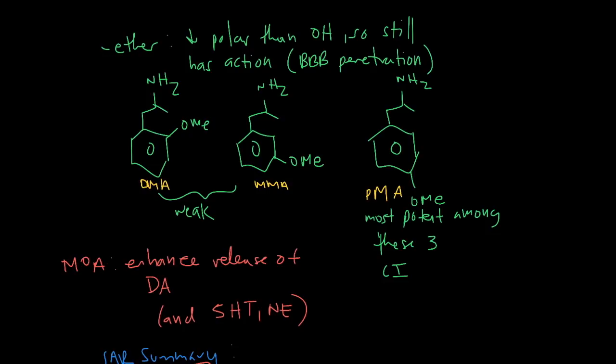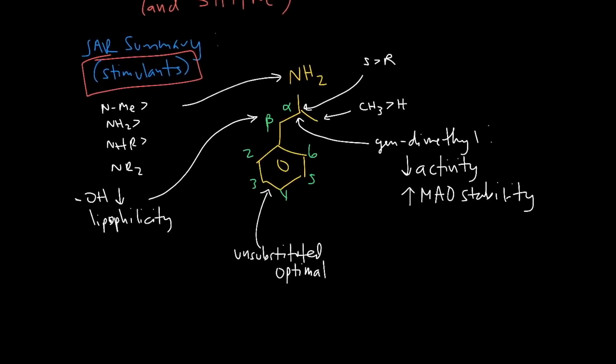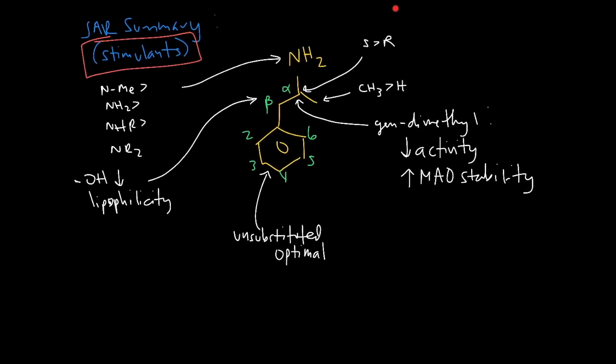Mechanism of action of these compounds: they enhance the release of dopamine and also serotonin and norepinephrine. So here's a summary of the SARs. Remember that S is more potent than R at the alpha carbon. Alpha carbon substituents are optimal. Gem dimethyl, so adding a dimethyl group at the alpha position, decreases activity but increases its stability against MAO. Unsubstituted rings are optimal. Knockoff Burkle. Adding a hydroxyl at the beta carbon reduces the lipophilicity. And monomethyl is optimal, followed by primary amines, other secondary amines, and tertiary amines.